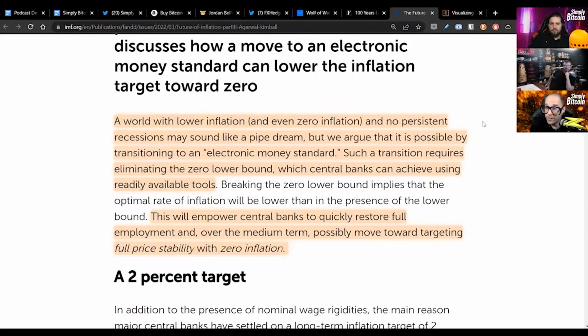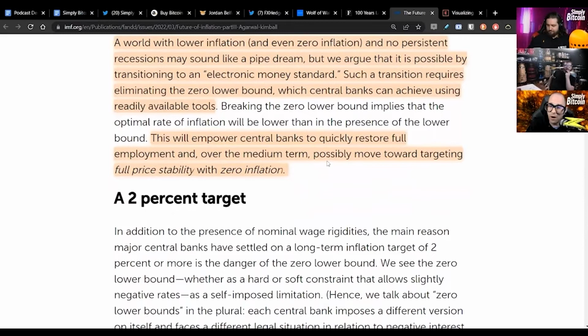Now look, the framing that I have for this article is that they're selling us this. The IMF is essentially selling us a product, the same way that the Federal Reserve sold a very small group of very powerful people on the idea of the Federal Reserve. The same way, the IMF is now trying to sell everyone on this idea of an electronic money standard.